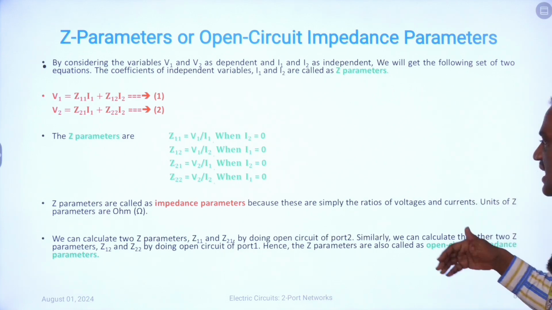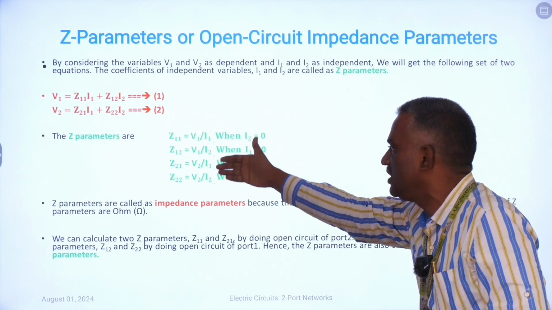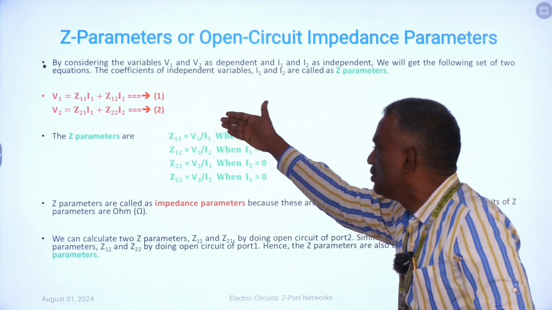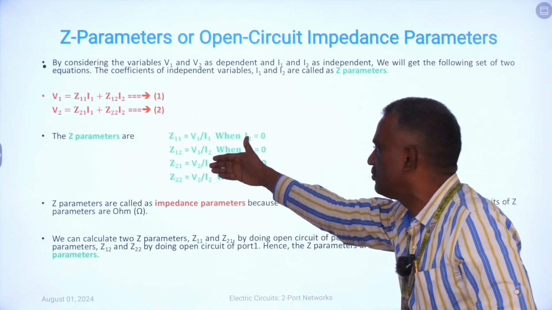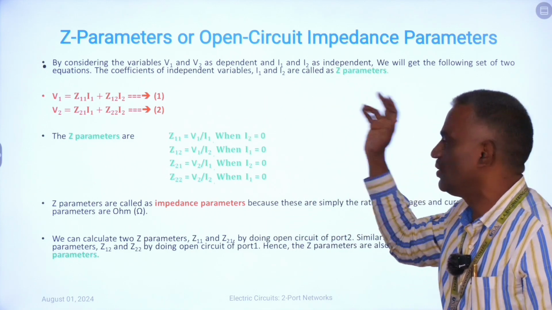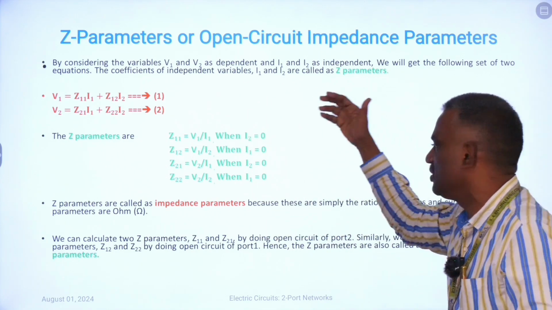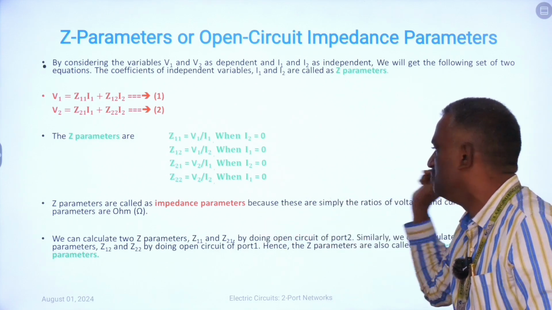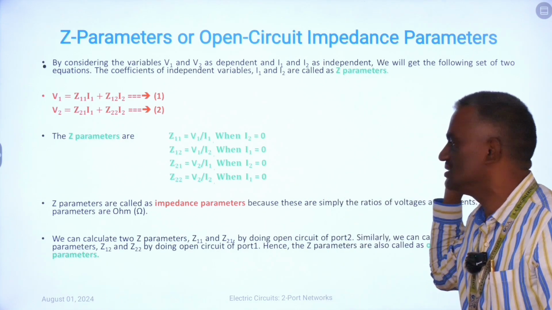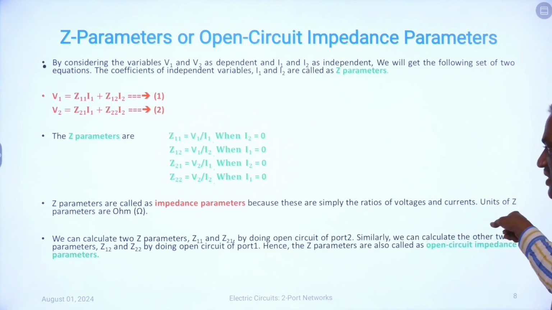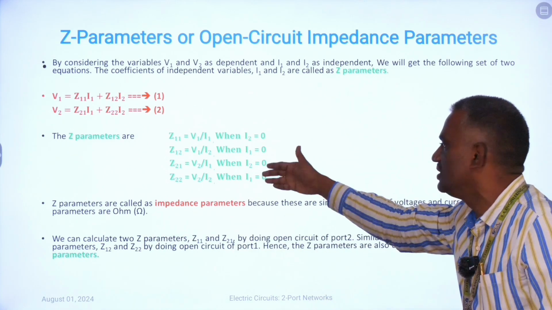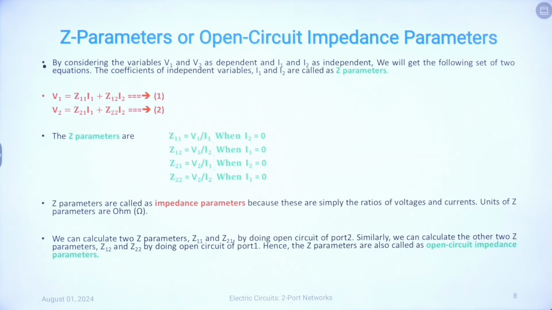These parameters can be called impedance parameters. Why are they called impedance parameters? All are ratios of voltage to current. If it is a ratio of voltage to current, it can be called impedance. That's why it is called impedance parameter. We all know very well that the unit of impedance is ohm, so that's what is represented here. The unit of Z parameters is ohm. So these are all the four important Z parameters.